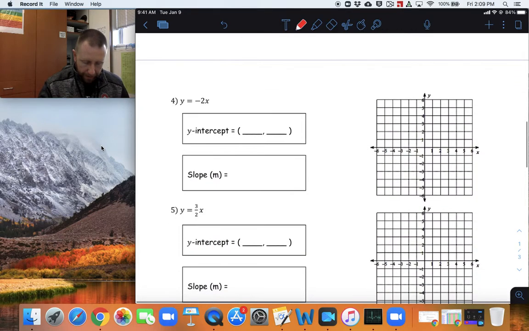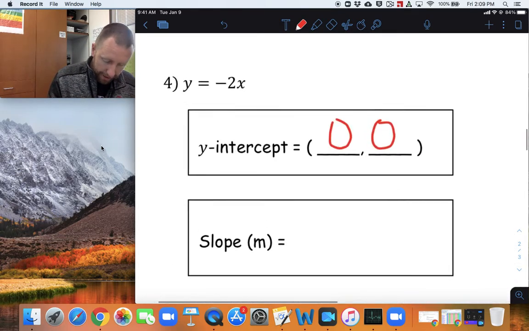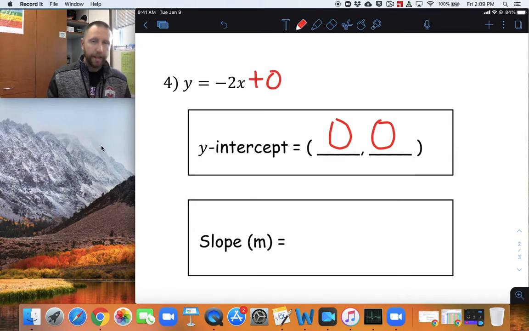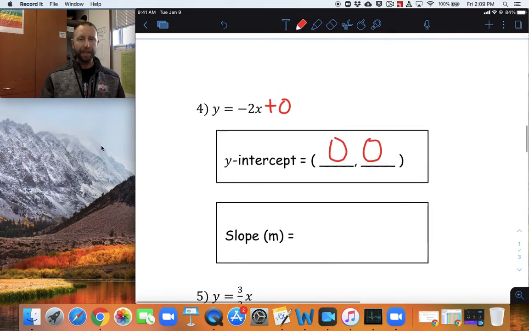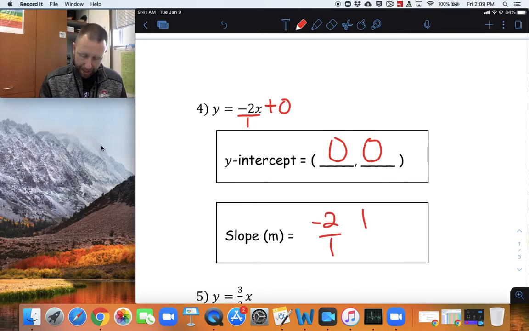If you flip to the next page for number 4, this time I do have an x, but I don't have a y-intercept. I don't have my b there. So we know that means it's a proportional relationship. It's going to start at 0, 0. In other words, it's not written, but there is an invisible plus 0 at the end. So my y-intercept is 0. My slope is negative 2, but that's not a fraction. I need to put it over 1 to make it a fraction. So negative 2 over 1 is telling me down 2 and to the right 1.